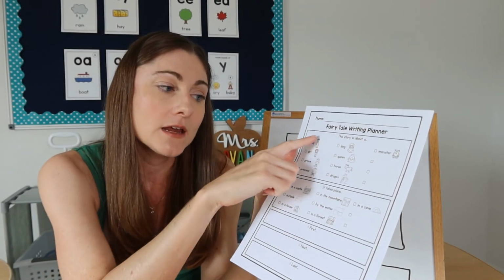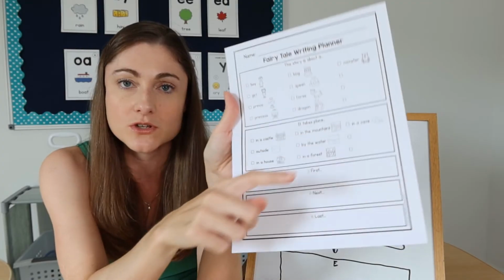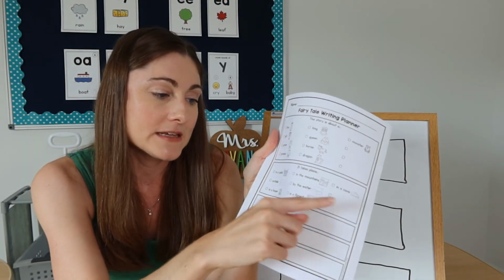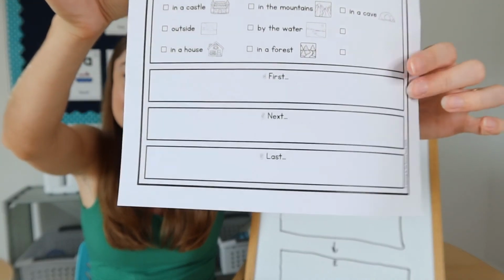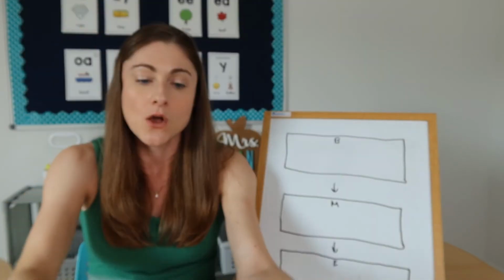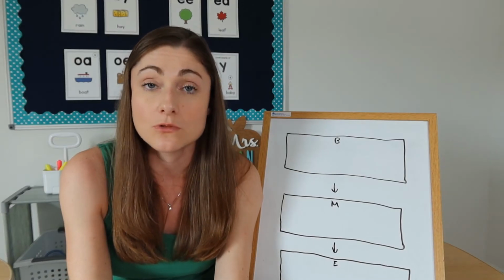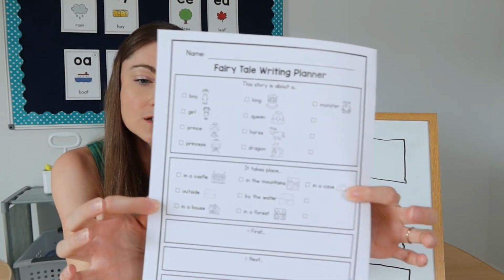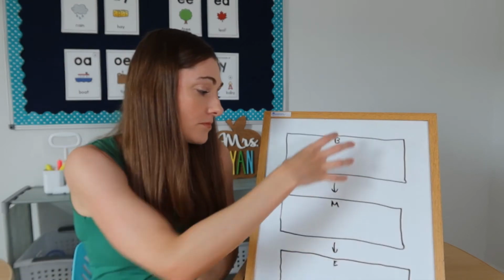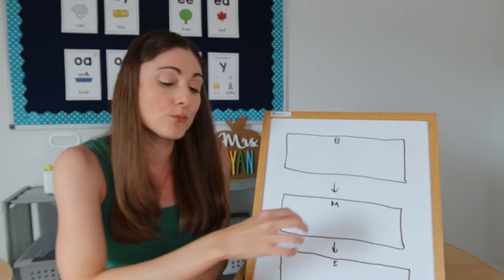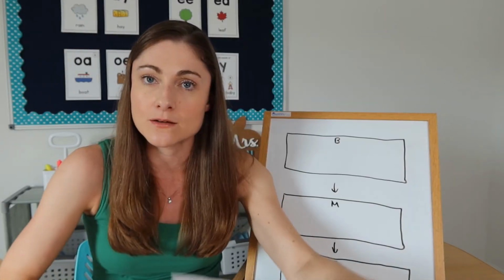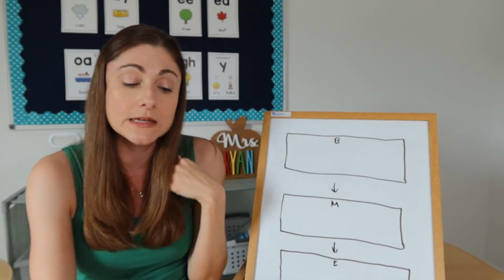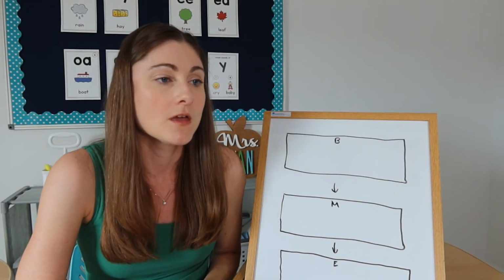This story is about, there's different characters. They can also add their own. It takes place here. And then right here, you can see there's small boxes to write a sentence about first, next, and last. What you could do if your kids want to draw is you could use this, but then give them something like this so that they have more room to draw. This particular organizer would just be for students who are going to write a sentence, and then when they turn it into an actual piece of writing, they really expand upon that sentence.